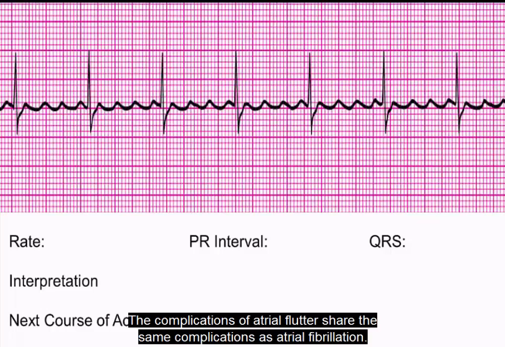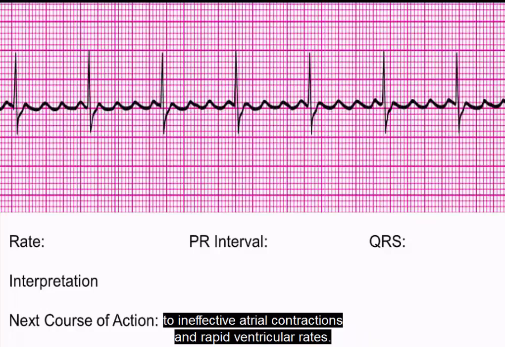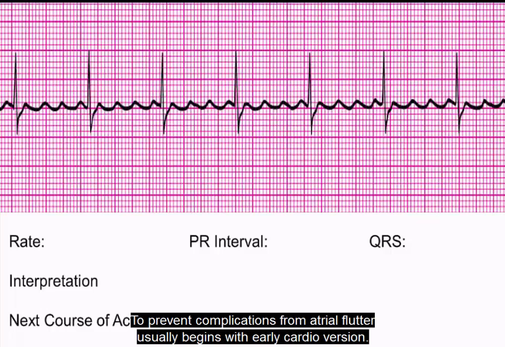The complications of atrial flutter are the same as those of atrial fibrillation. These complications are usually due to ineffective atrial contractions and rapid ventricular rates. Ineffective atrial contractions can lead to thrombus formation in the atria, and rapid ventricular rates can cause decompensation and heart failure. Preventing complications from atrial flutter usually begins with early cardioversion.